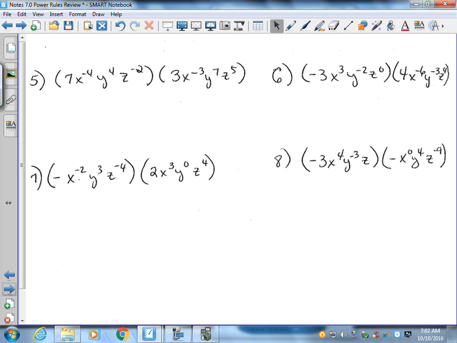So here are 4 for you to try, so stop the video and try these 4, before we move on to looking at problems that are already written as division. See, all of these are written as multiplication, but sometimes division gets introduced by moving the negative powers. Now, when you start looking at question number 7, remember that this is a -1 in front. That negative is not on the x. So when you move that x to the -2 down, make sure you keep that in mind.